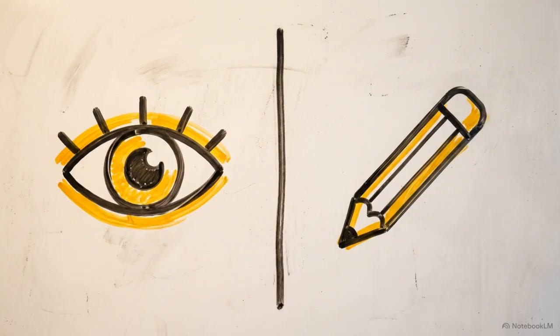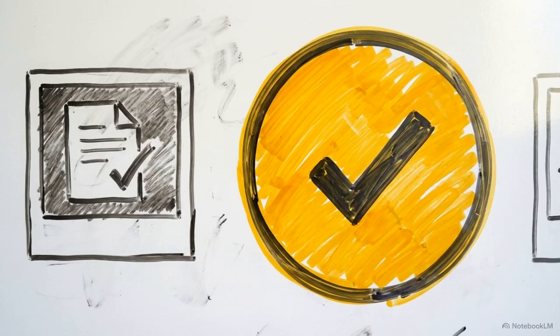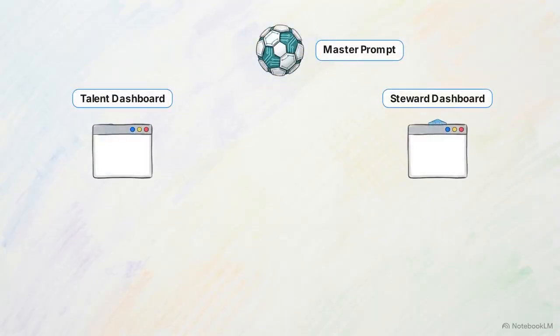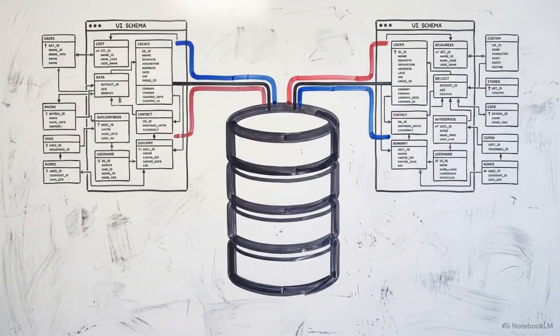We assign read and write permissions for this shared table differently. Talent users submit evidence to the row. Stewards update the verification status of that same row. The AI processes these constraints to generate separate front ends that feed into the same back-end data structure. The ecosystem remains stable because we prompted the machine to force disparate interfaces to feed into a single, normalized backend.